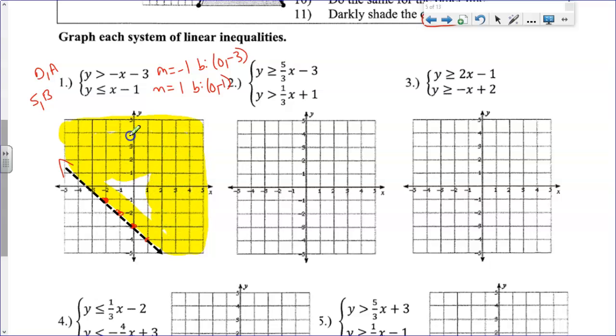Okay, so any questions there? Make sure you reach out if you're struggling. Okay, so dashed, above, greater than. Now let's do the other line. We have 1 and (0, -1). So (0, -1), and then the slope is +1.